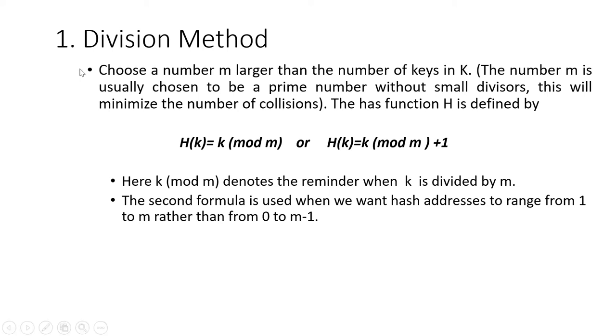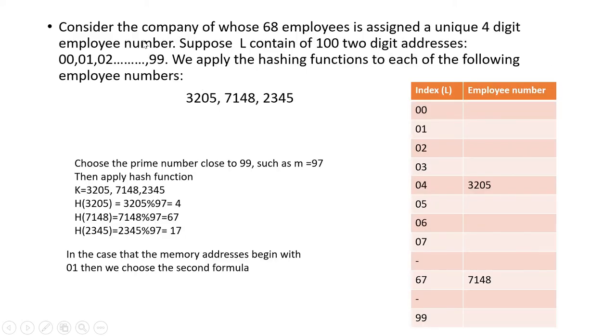Now here there are two formulas given. This formula is for the case when your table starts from index 0, and the other is applied when your index starts from 1. So if you start your index with 0, you apply this. If your index starts with 1, you have to apply the second method. So the next one is an example.